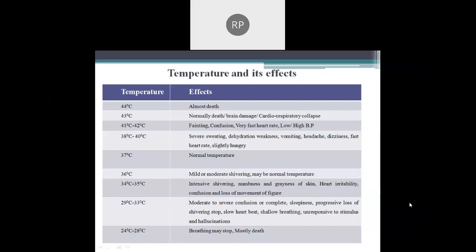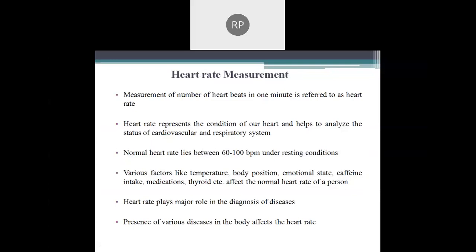Next slide. This table shows the temperature and its effects. When the temperature is 37 degrees centigrade, it is the normal temperature. Above this, it causes different issues such as almost death, brain damage, cardiorespiratory collapse, fainting, confusion, and very fast heart rate. And the temperature below normal, like 36 degrees centigrade, causes some diseases.